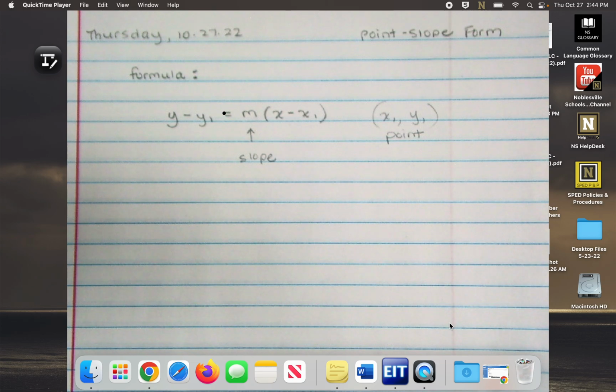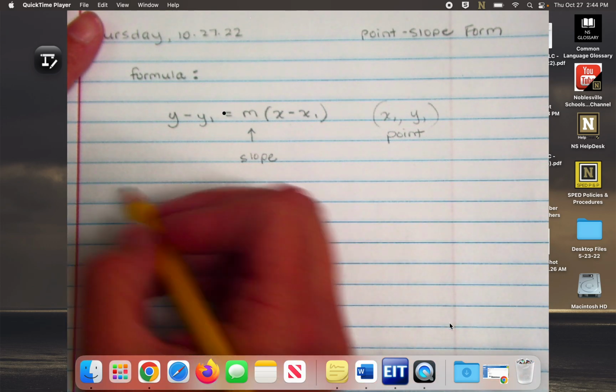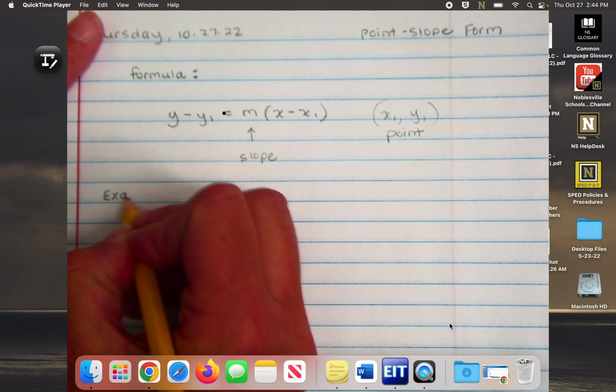slope intercept form. But there's going to be a little bit of math involved, okay? Like actually doing something besides just identifying it. So we're just going to jump into examples.